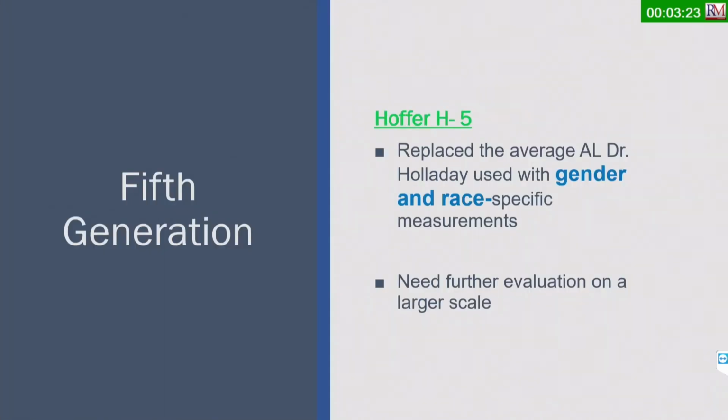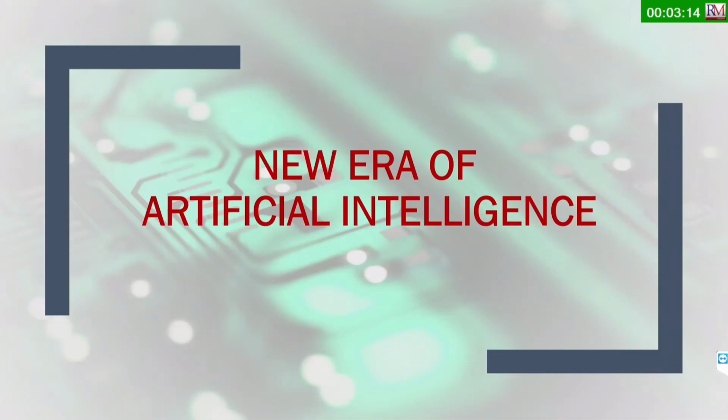The fifth generation is Hoffer H. Hoffer replaced the axial length. Dr. Holladay used gender and race, but it needs more optimization and evaluation.